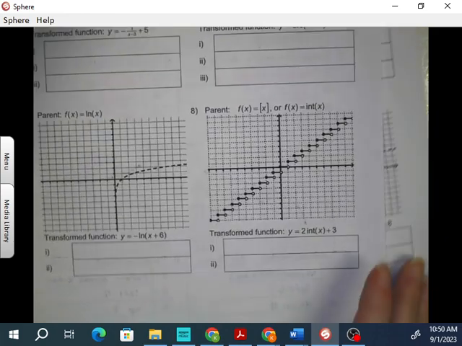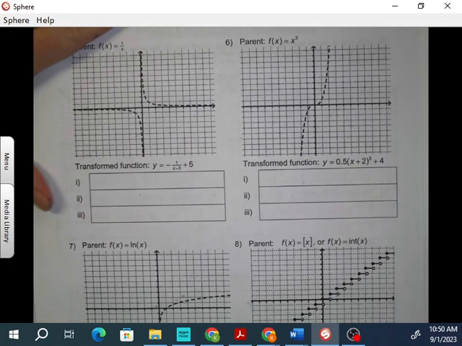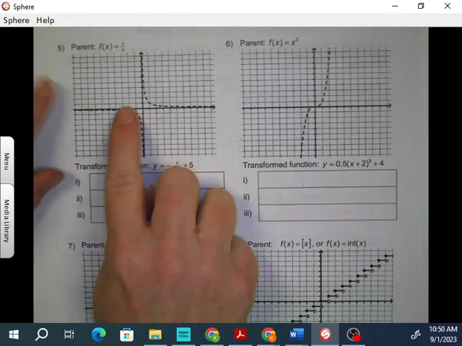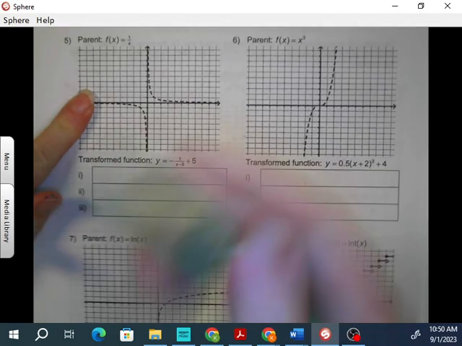New parent function. Anybody remember what this one is called? No. 5. Oh my. This is the rational parent function.